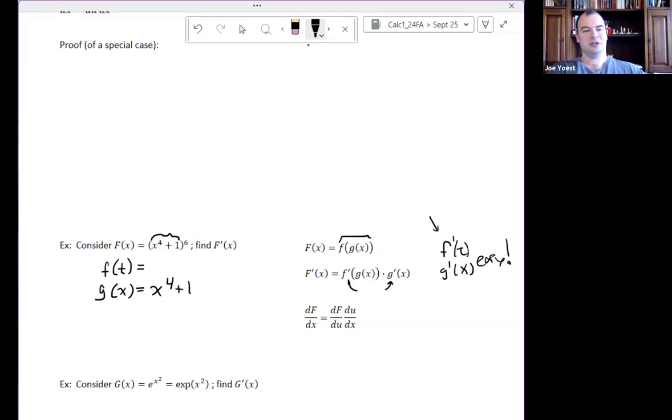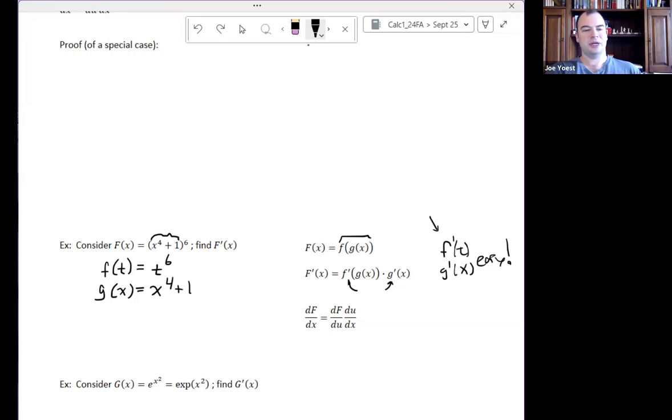What would that leave me over? What would that leave me with for f? F of t would have to be t to the 6th, so that when I plug g of x, x to the 4th plus 1, into f of t to get f of g of x, I get x to the 4th plus 1 all to the 6th power. But t to the 6th is also easy to differentiate, just the power function.